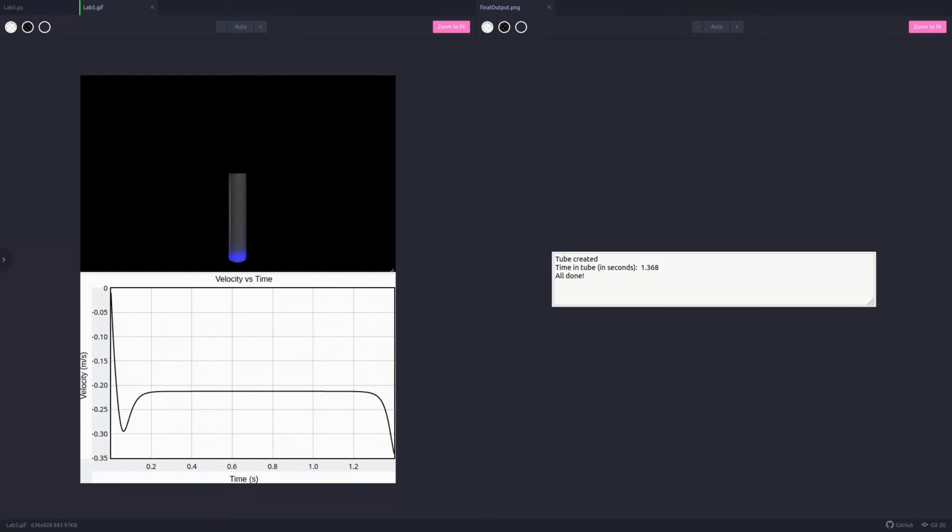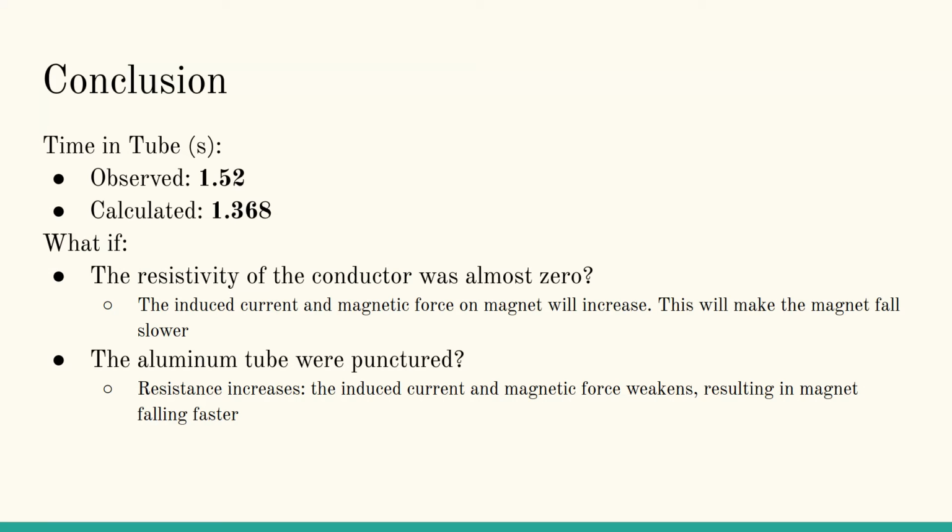We wanted to compare this to the average drop time from earlier in the lab, which we found to be 1.52 seconds. In terms of the outputted graph, one observation to point out is the brief moment of velocity is constant, which according to Newton's second law of motion, indicates that our F net is equal to 0 during this time interval. To reiterate, our simulation yields us a fall time of 1.368 seconds, whereas the average fall time from our physical observation is 1.52 seconds, approximately 11% error.